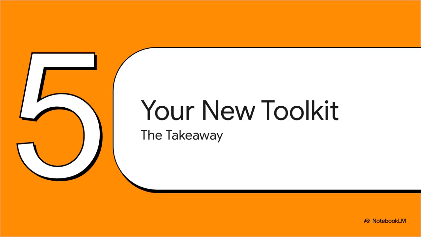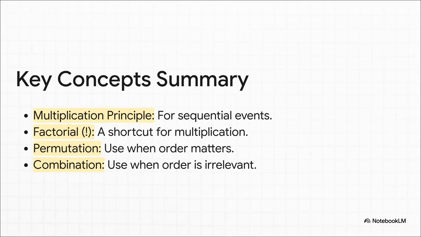Okay, we've moved pretty fast and covered a lot of ground, so let's just take a breath and recap the powerful new tools you now have in your mental toolkit to solve these kinds of problems. So here it is, your new toolkit. You've got the multiplication principle as your base for any problem with sequential steps. You've got factorials as your awesome shortcut for writing those long multiplications. And then you have the big decision maker. Is it a permutation where order is critical? Or is it a combination where you're just picking a group?